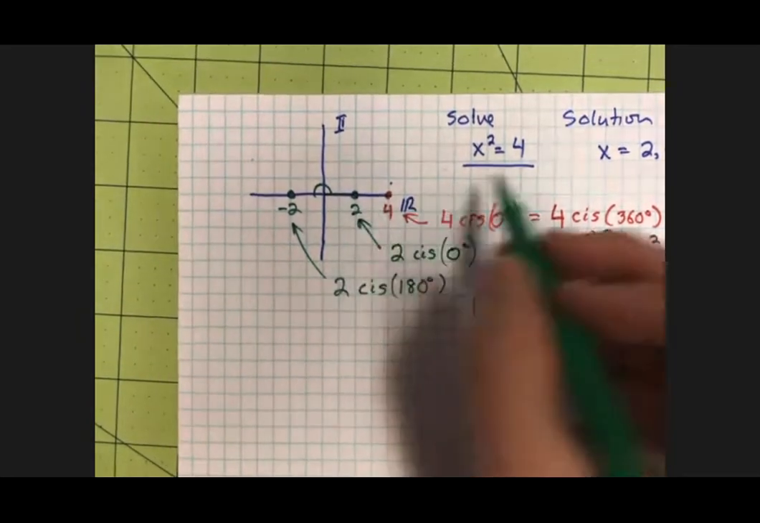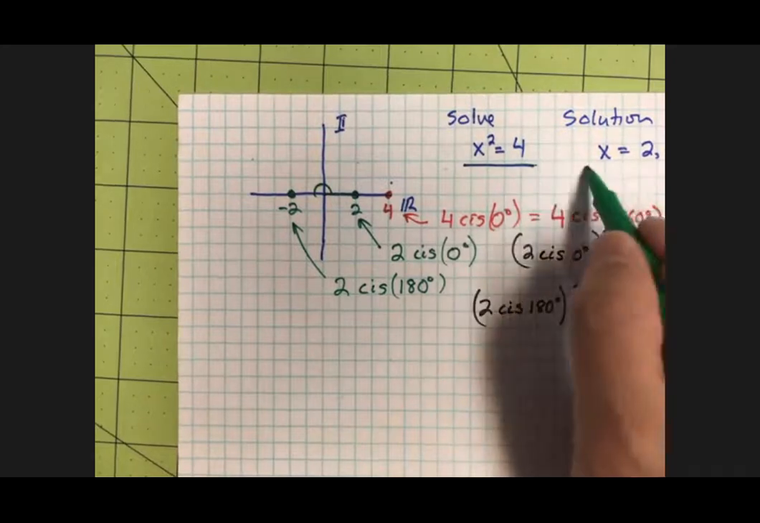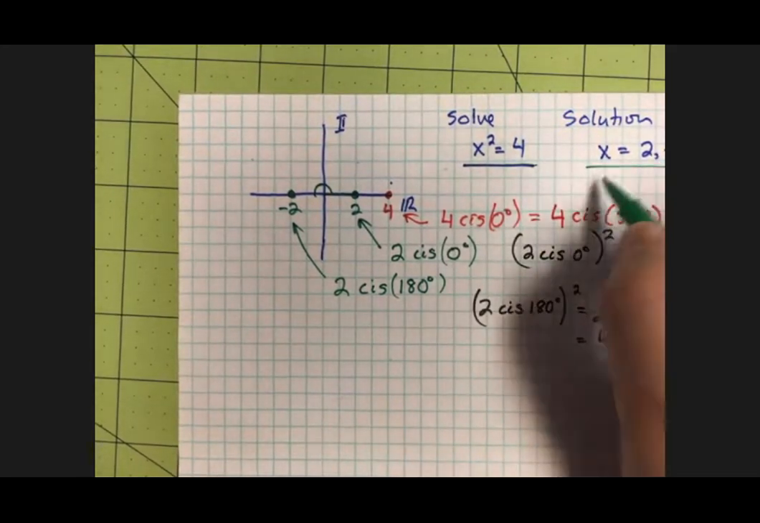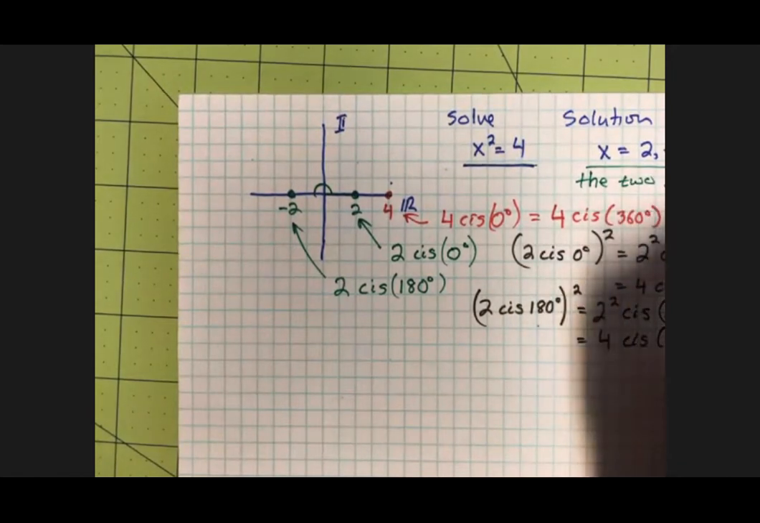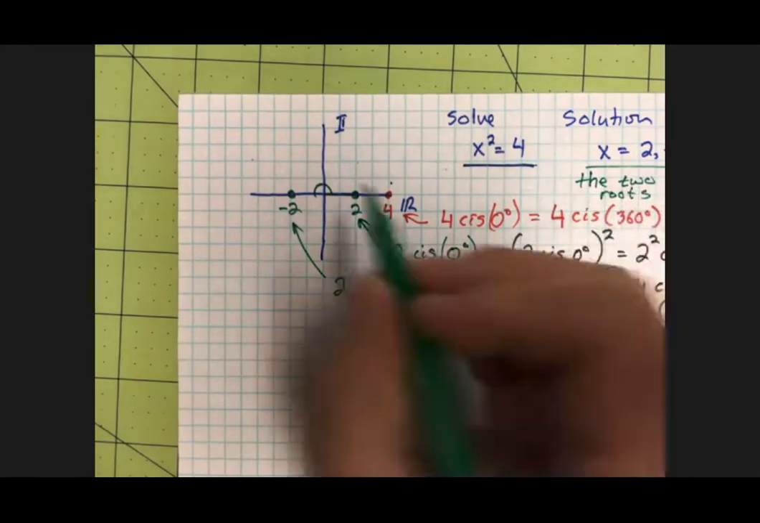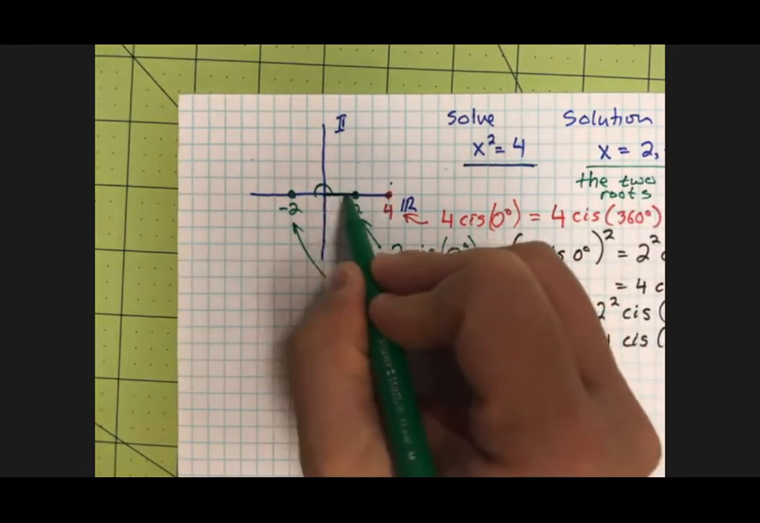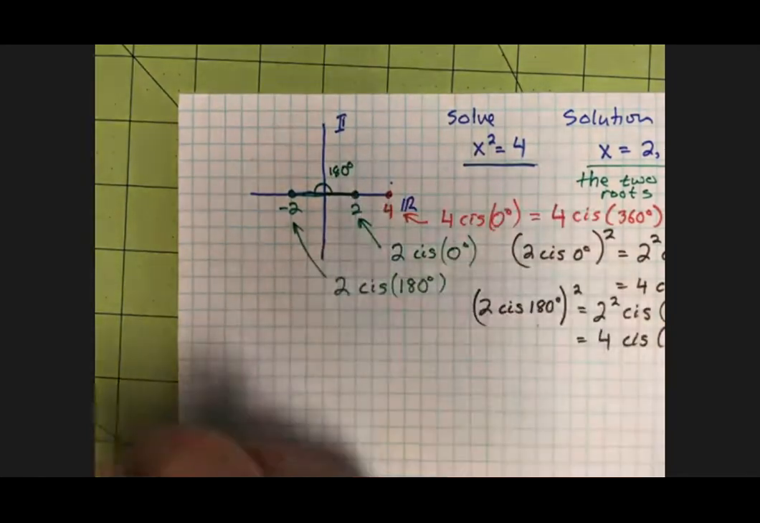So the two square roots of 4 were cut into two pieces separated by 180 degrees.